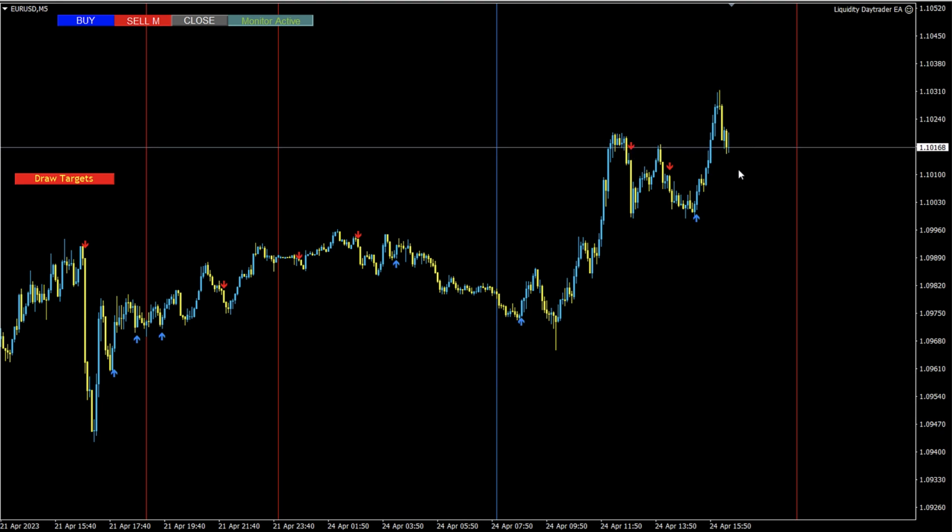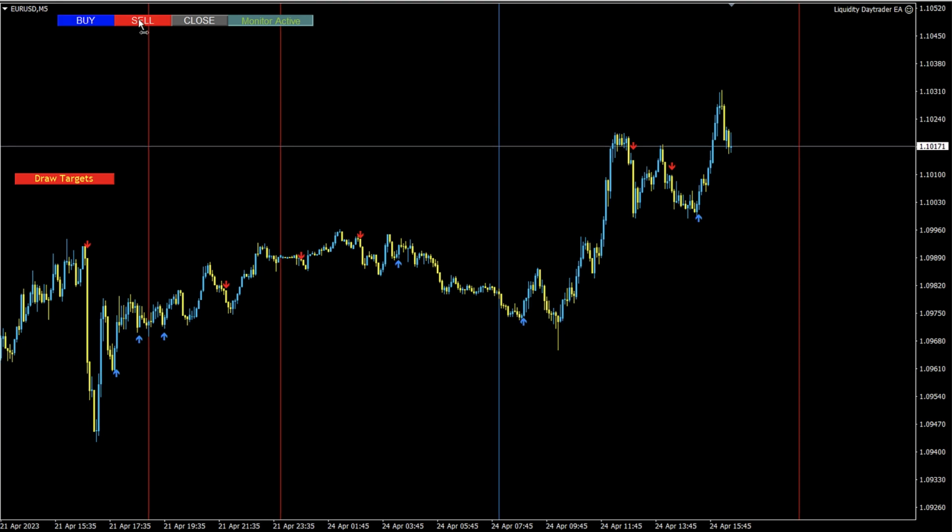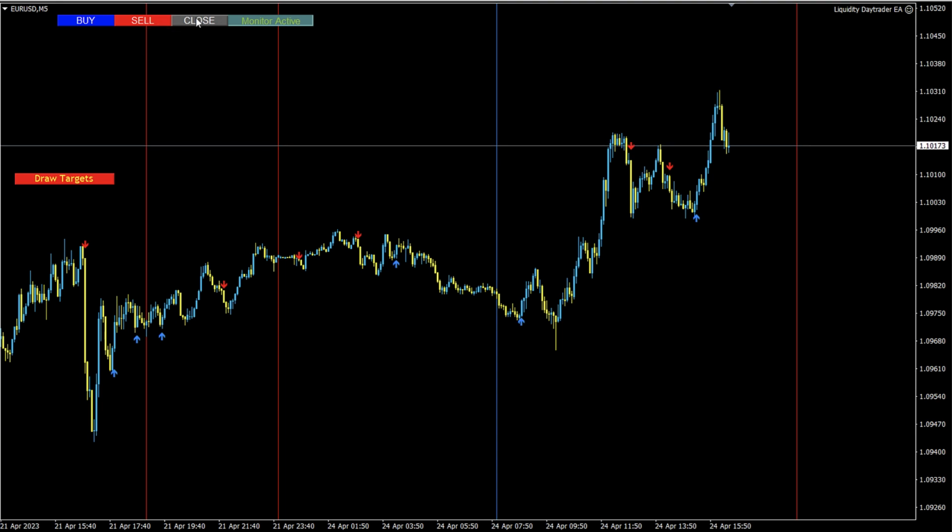So you will not be able to enter manually just at market. It will do the confirmations for you. Also, if you want to buy, it will look for buy. So if you just want the buy, then you can just double click, and then you have it released. So you can choose buy or sell or both, and also you can close.